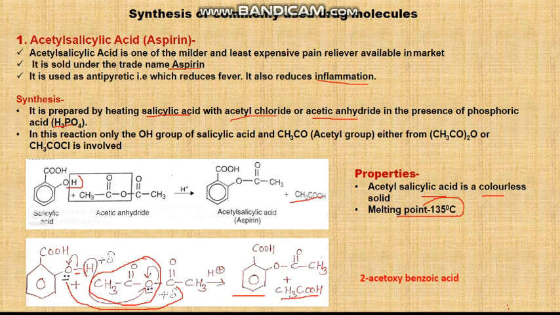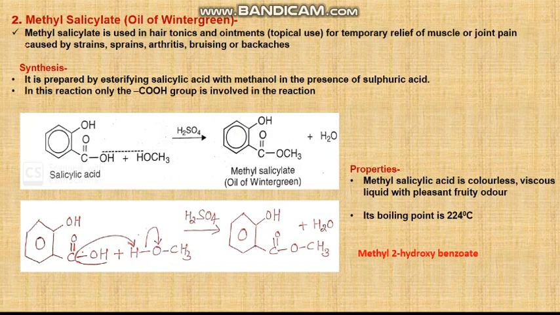Now discuss the second one. The second molecule is methyl salicylate or oil of wintergreen. Methyl salicylate is used in hair tonics and ointments, means it is used topically for temporary relief of muscle or joint pain caused by strains, sprains, arthritis, bruising or backache. Now let's have a look into its synthesis.